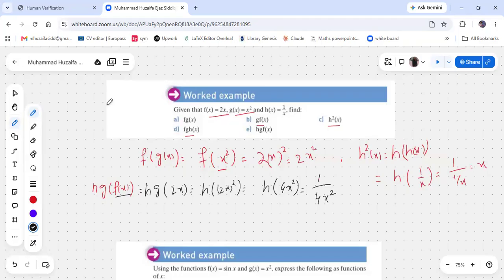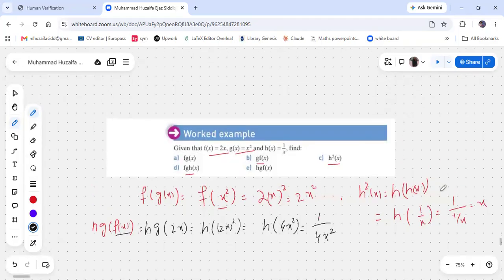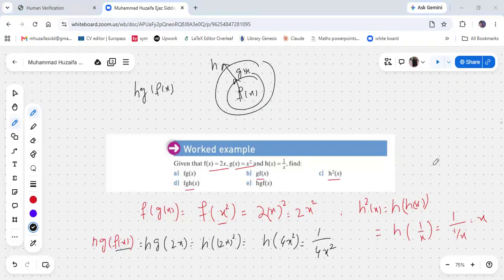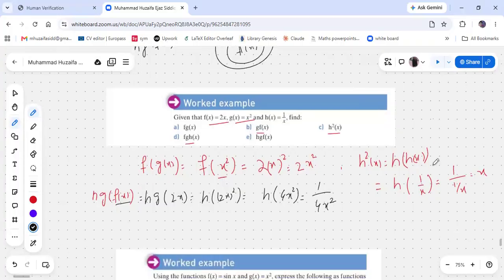So basically in graphical representation, what we are trying to do in h into g into f of x: our f of x is entirely in the g of x, and g of x is entirely in the h of x. So we put the f of x into g of x, and g of x is put into the h of x. Okay, got it? Is there any confusion regarding this problem? No, sir. No confusion at all.